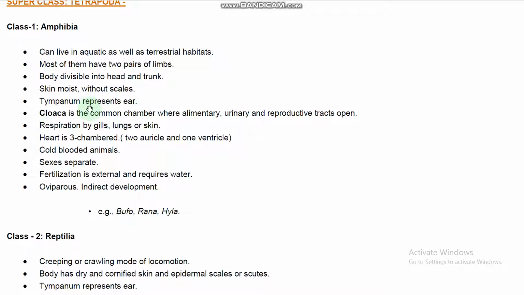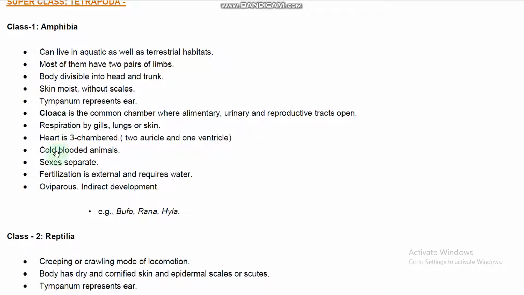Tympanum represents the ear for hearing, and cloaca is the common chamber where the alimentary, urinary, and reproductive tracts open. Respiration takes place by gills, lungs, or skin. So what is the major respiratory organ? Skin, right? And the heart is 3-chambered, 2 auricles and 1 ventricle. And these are cold-blooded organisms, also poikilotherms.